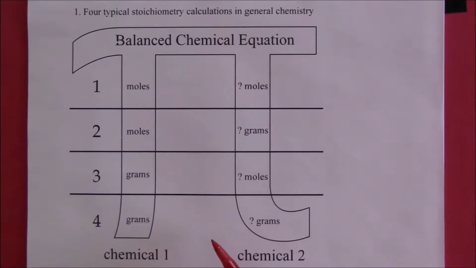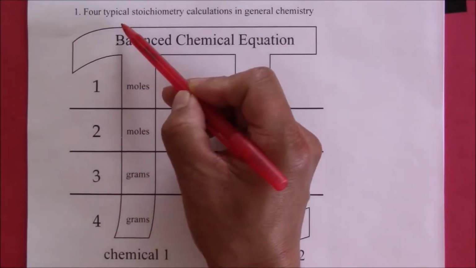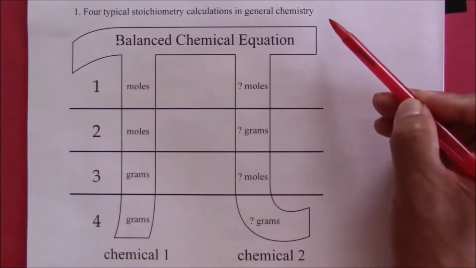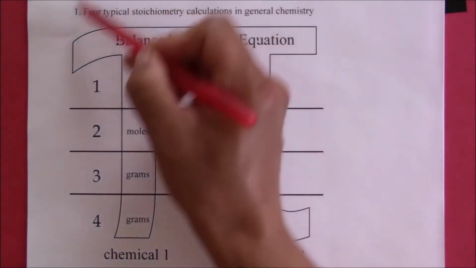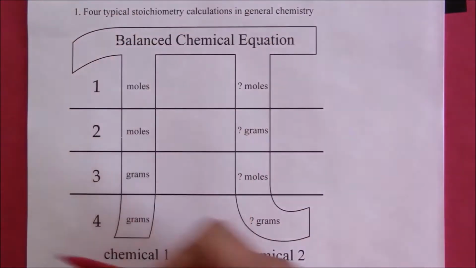In other words, it doesn't matter whether they are reactants or products. The calculations are extremely similar to each other. There are 4 typical stoichiometry calculations in general chemistry. When I say typical, I mean most common. The 4 typical stoichiometry calculations, or the 4 most common stoichiometry calculations, are listed here.